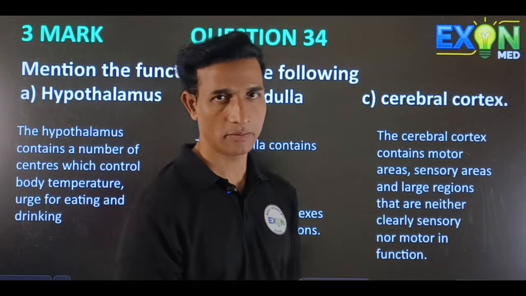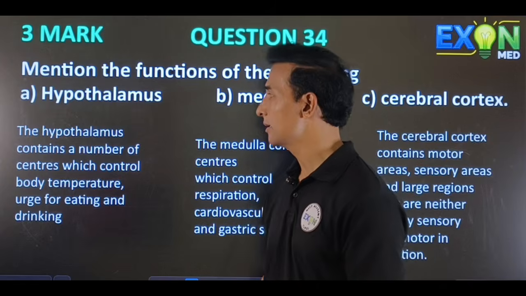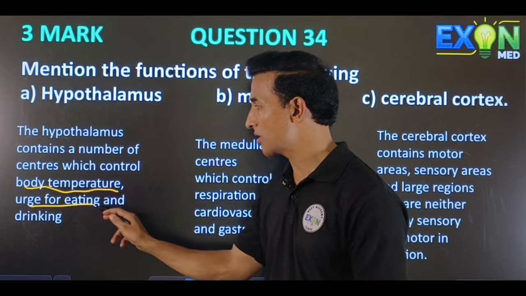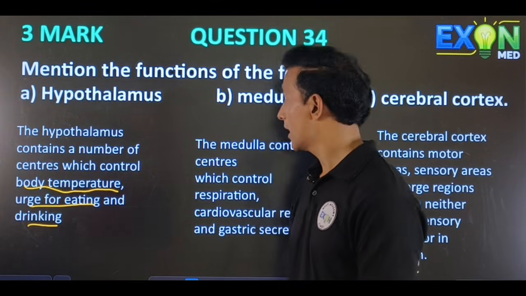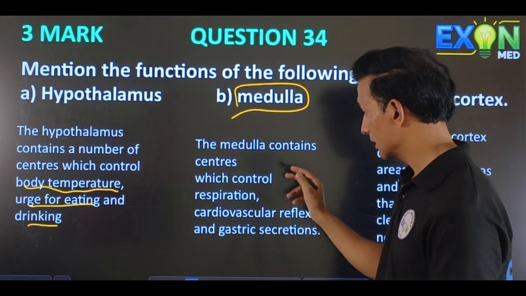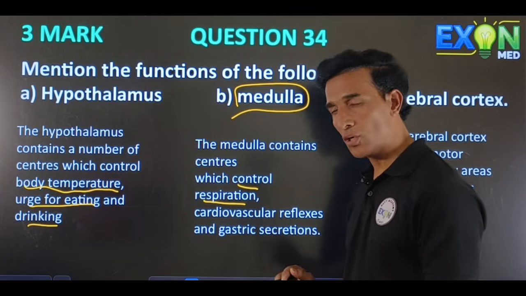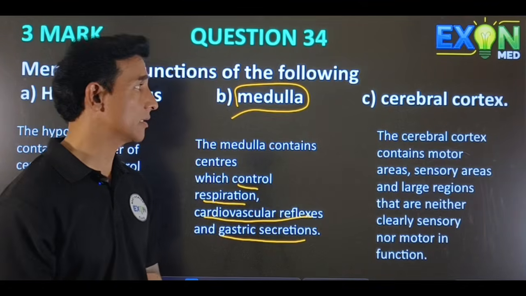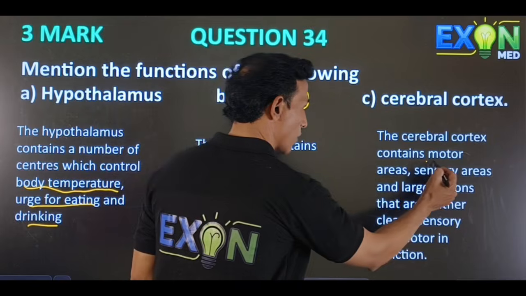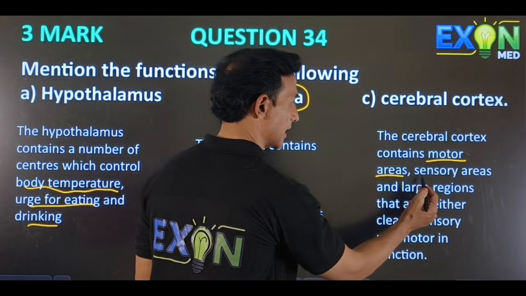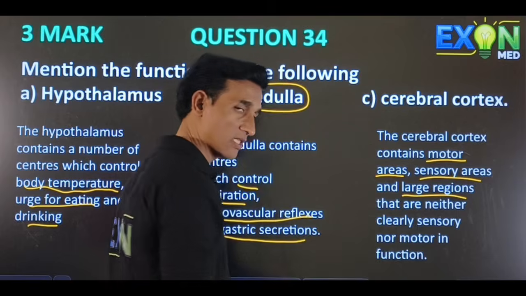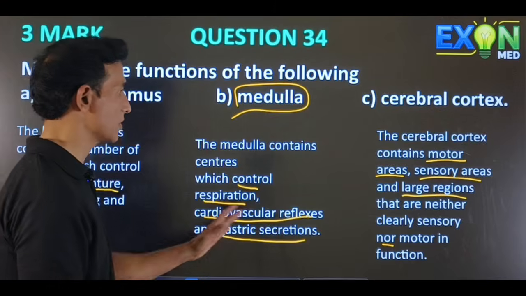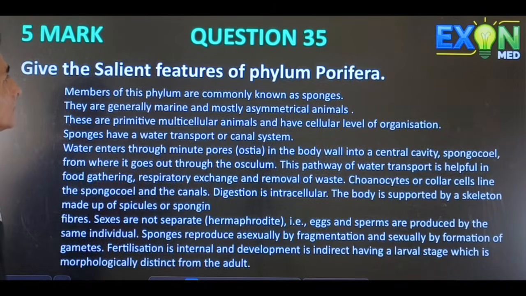Next, write the functions of the following. It's related to the brain. One is hypothalamus. The hypothalamus is the center for controlling body temperature, urge for eating and drinking. And medulla. The medulla contains the center for controlling respiration, cardiovascular reflex and gastric secretion. And the third one is cerebral cortex. It is the one area which contains or controls the motor areas, sensory areas, and larger areas which are not clearly either motor or sensory in function. You have to mention the functions of these 3, and you'll get 3 marks.